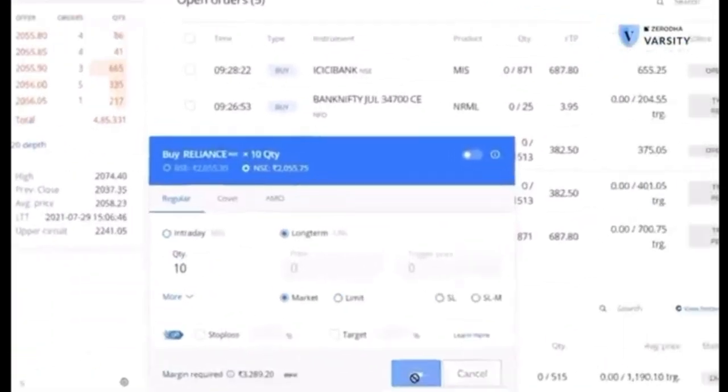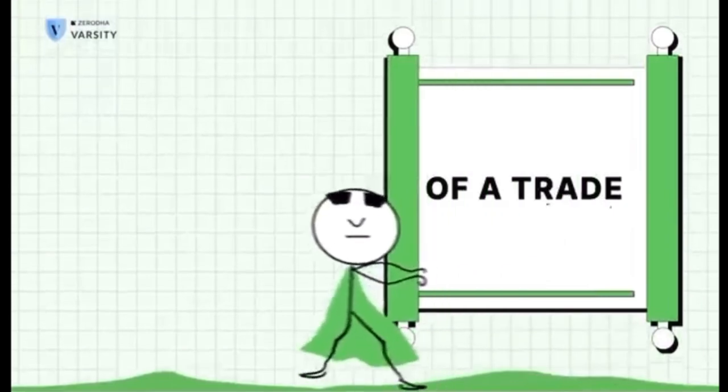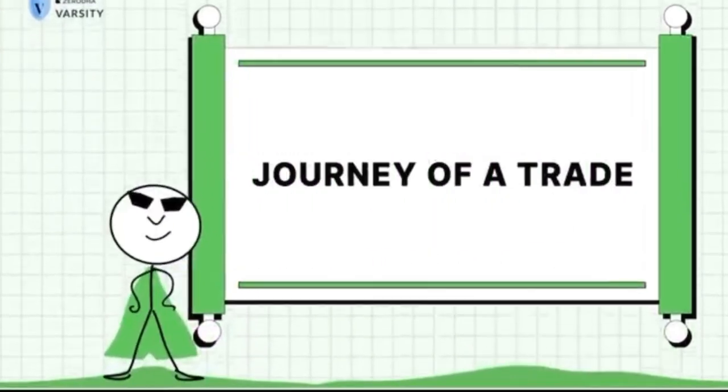And as you can see, the transaction took seconds, but lots of corporate entities were involved in this trade. So let's understand the journey of that trade one by one. Now, for these shares to be credited to my Demat account, there are a lot of market intermediaries involved. So let's understand how that works.